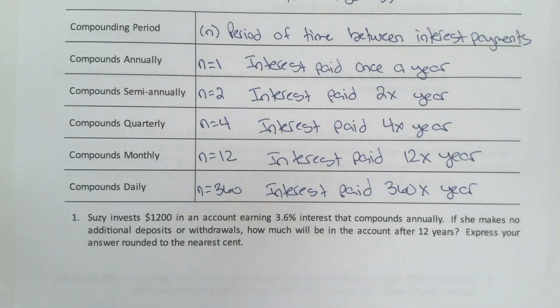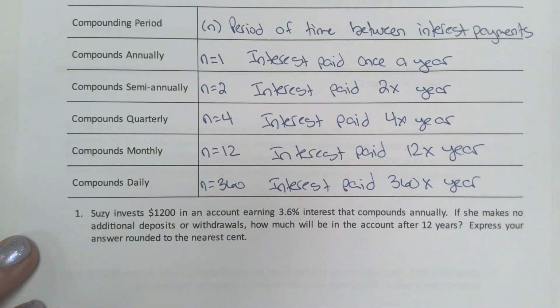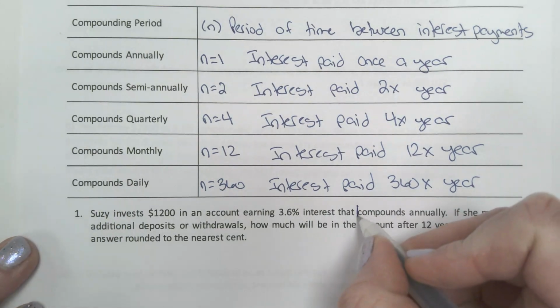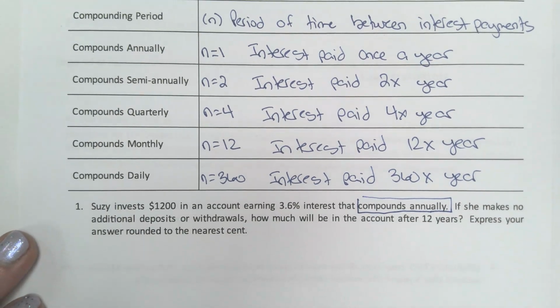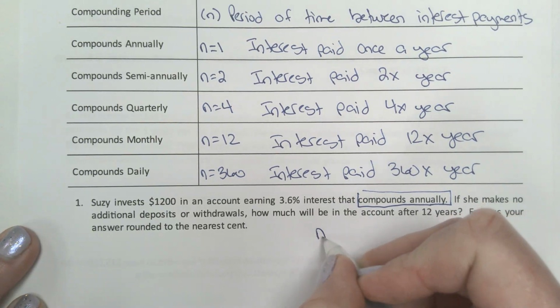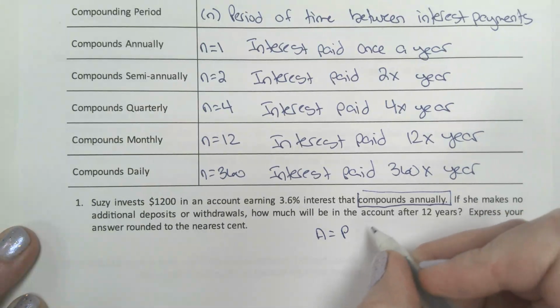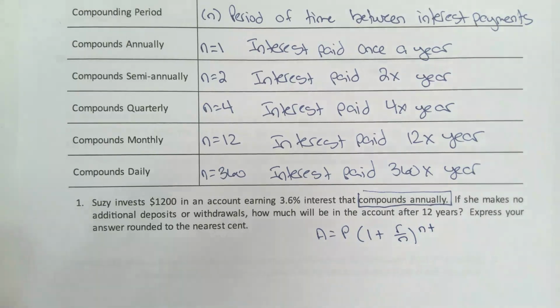All right, so Susie invests $1,200 in an account, paying 3.6% interest, compounds annually. She makes no additional deposits. How much will she have in her account? All right, so this one, when you see the phrase compound, that means you're going to use this formula. So I know that this is the formula I'm going to use. 1 plus R divided by N to the NT.